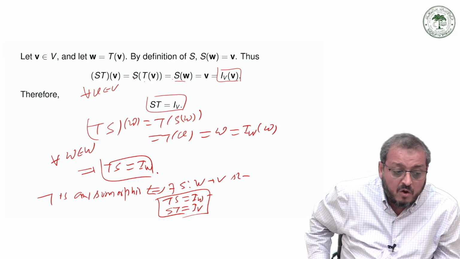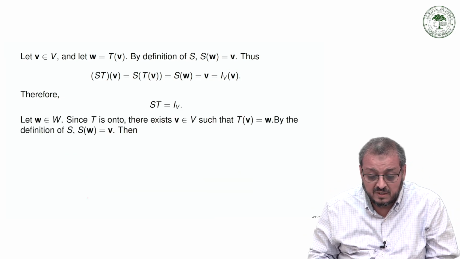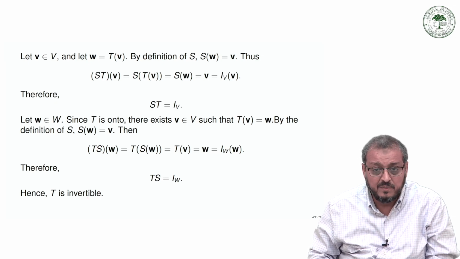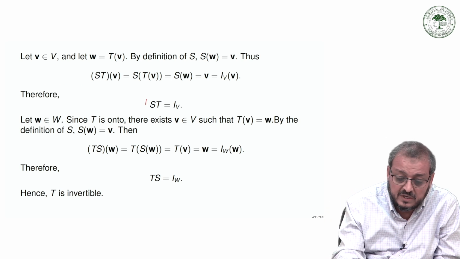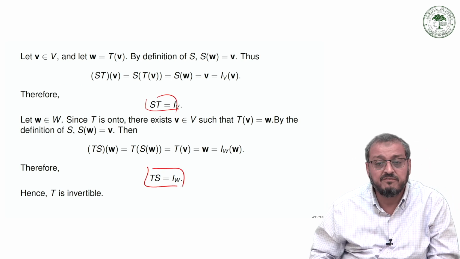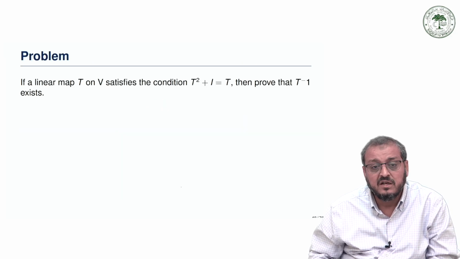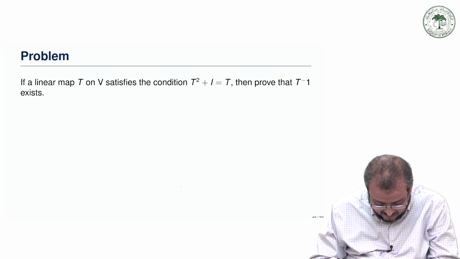This is an isomorphism map. Okay, now we try one problem. Hence T is invertible. By the definition of invertible, we prove that this is equal to this identity. So both are satisfied by the definition of invertibility. We can say that T is invertible.